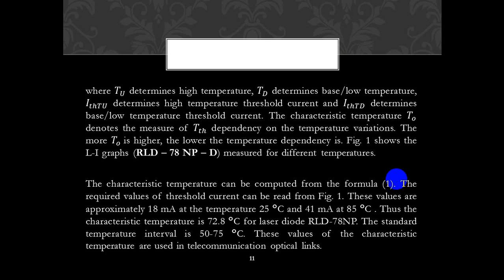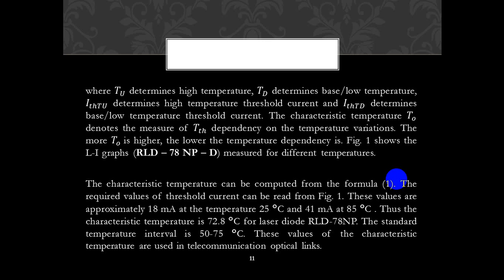The characteristic temperature T0 denotes the measure of the threshold current's dependency on the temperature variations. The higher T0 is, the lower the temperature dependency is. Figure 1, which is below, shows the LI graph measured for different temperatures.